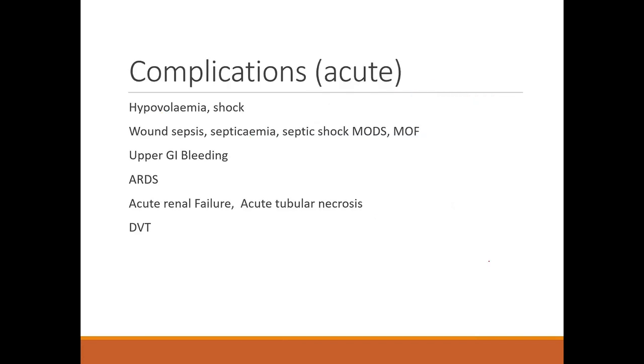Complications of burns. The acute complications include hypovolemia, which will lead to shock, wound sepsis, septicemia, septic shock, multiple organ dysfunction syndrome, okay, upper GI bleeding that can cause massive upper GI bleeding, Curling's ulcer. It's a form of stress ulcer. Acute respiratory distress syndrome from inhalational injury. Acute renal failure, acute tubular necrosis, they could have DVT.